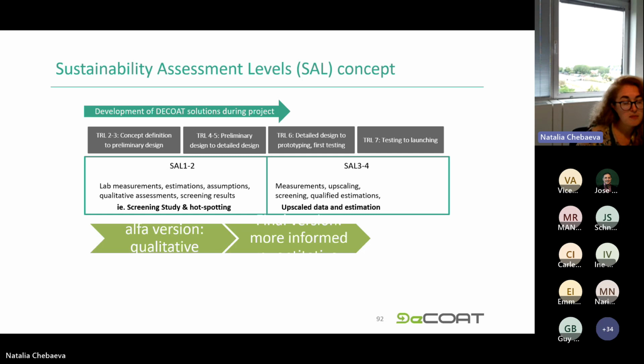The same framework we tried to apply also in the process of the eco-design tool development. At the first stage, we came up with the alpha version, a qualitative tool that was distributed internally within the project, and we focused really on hotspotting of the different solutions. Then, when we reached suitable pilot scale or upscale data, we were able to introduce higher certainty and quantitative assessment and develop the final version of the tool.